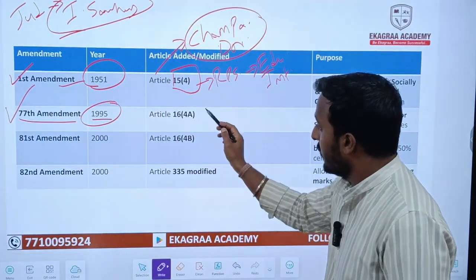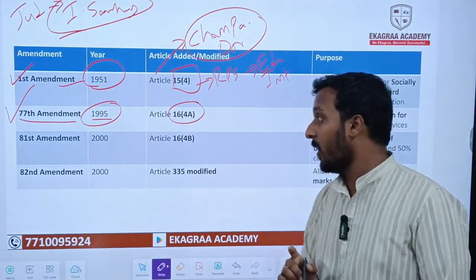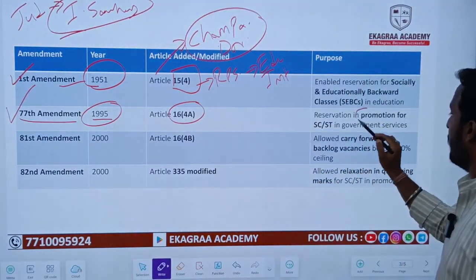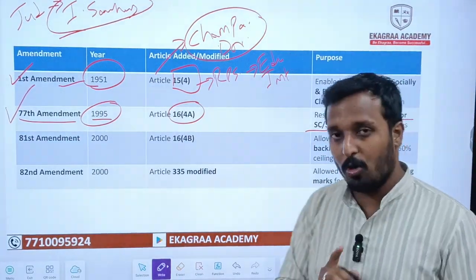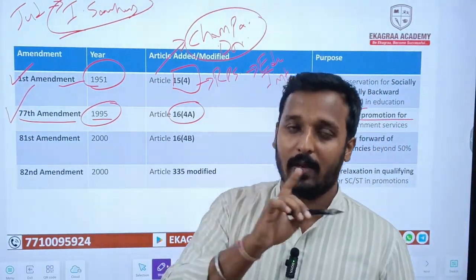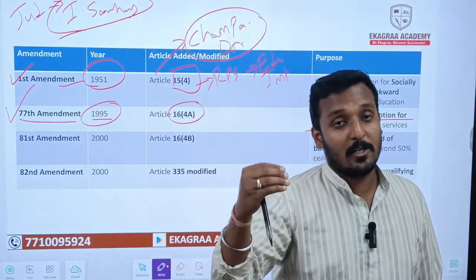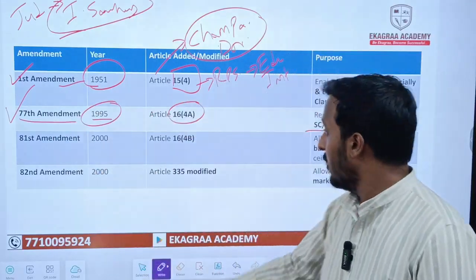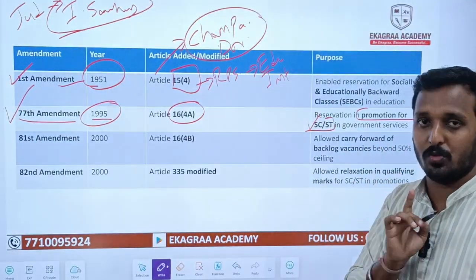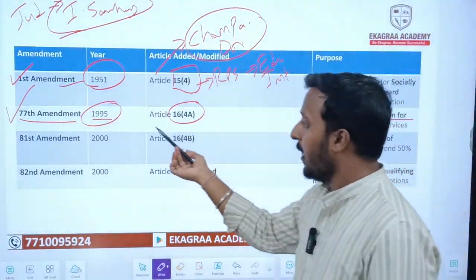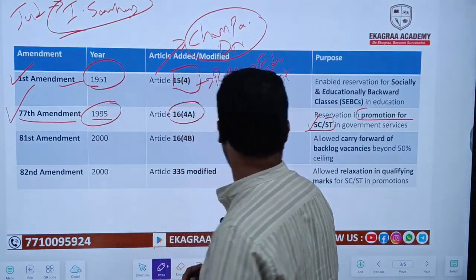1995, through which they added a new provision, Article 16(4)(a), and it made a provision for what? Reservation in promotion. That means not just in the examination, even after entering into services, when selection-based promotion starts, SC/ST will get reservation in that context as well. So that was added. And for this we also need to understand the Indira Sawhney judgment.